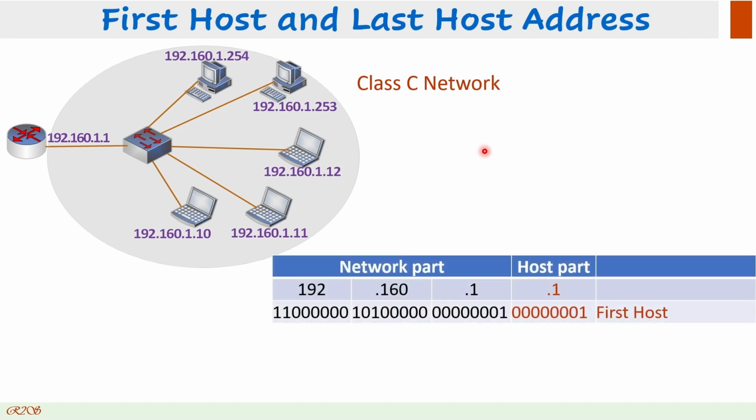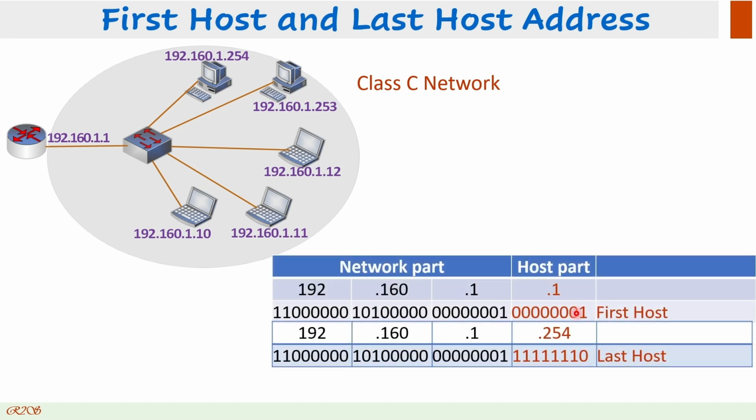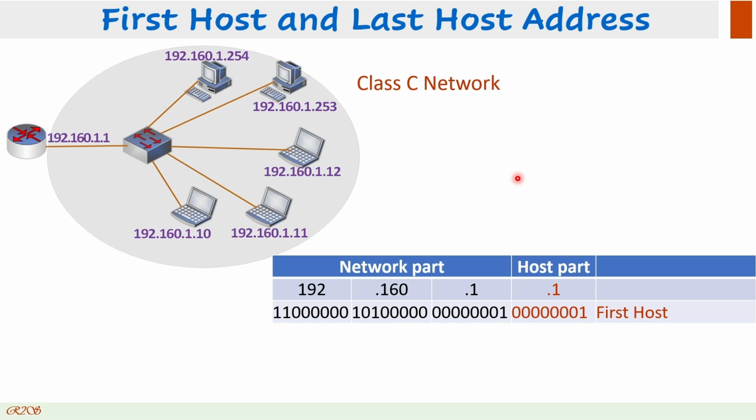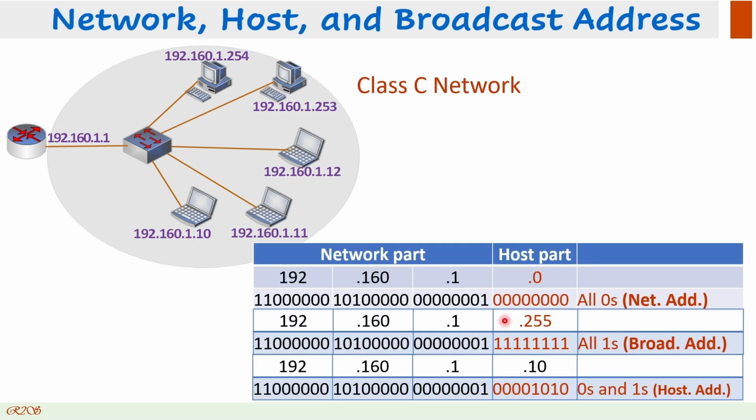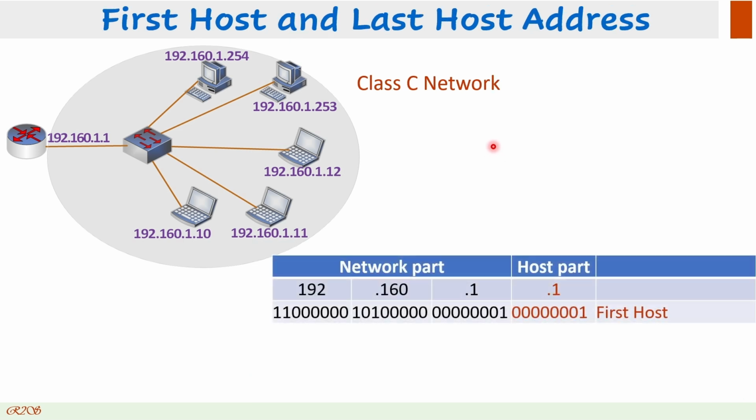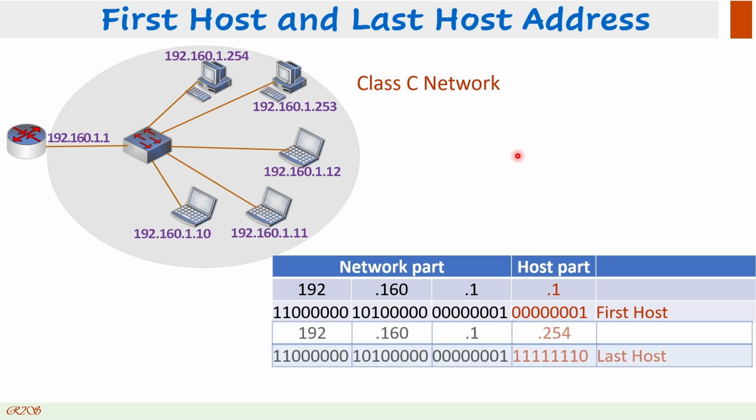So now let's see two more things. One is called the first IP address and the last IP address, or first usable host address and the last usable host address. The first usable host address is basically one more than the network address. We saw in the previous slide that all 0s is the network address. So one more than the network address, 1, is the first host address, and one less than the broadcast address is the last.